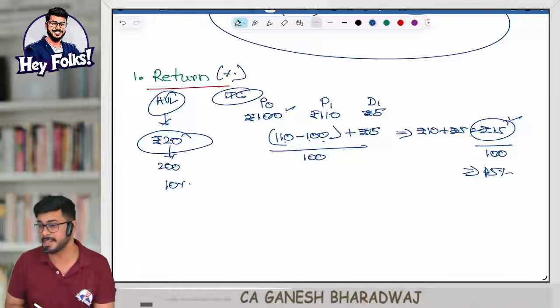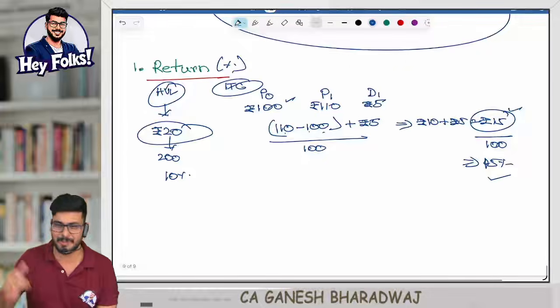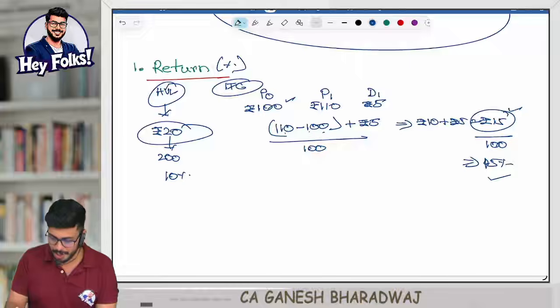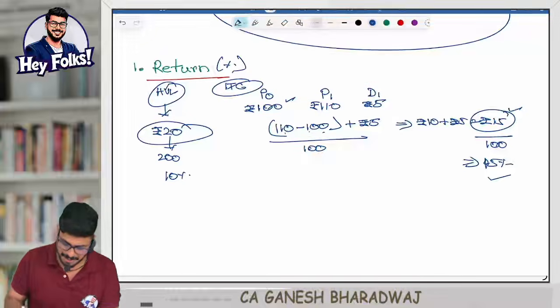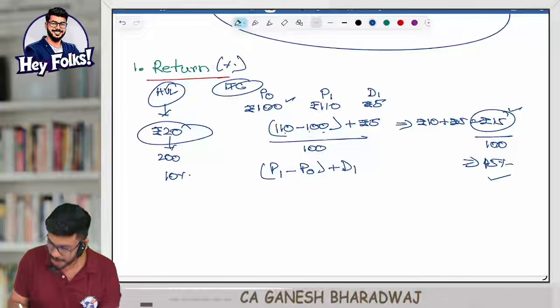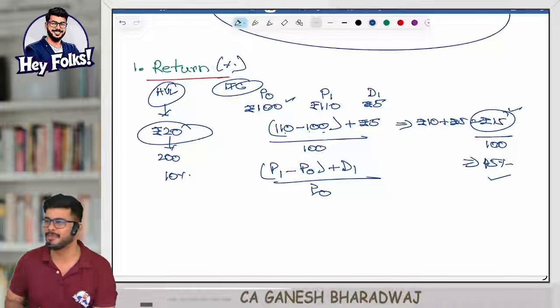Now you tell me, ITC is better or HUL is better? Now your entire answer changes. Are you all able to understand this, guys? Hence, now you guys tell me what is the formula for return? If you have to put it in this language of P0, P1, D1, you guys tell me what is the formula? P1 minus P0 plus D1, the whole divided by P0, and this is the formula for return.